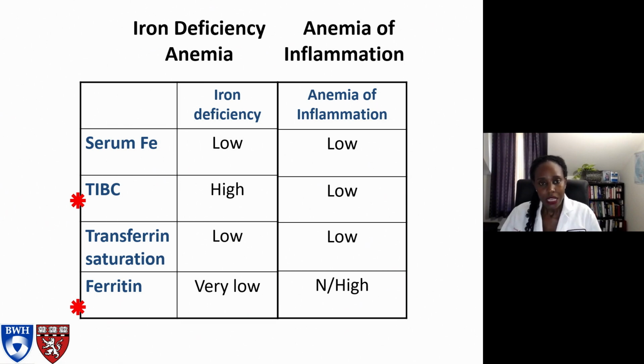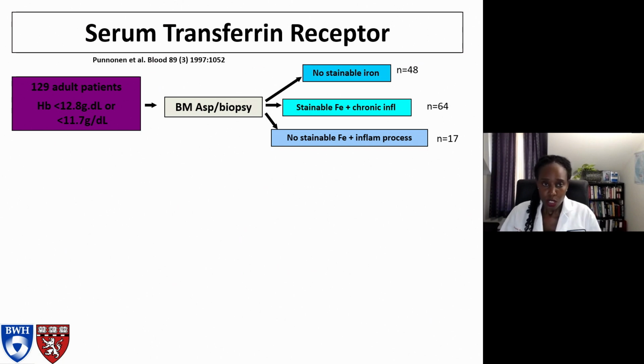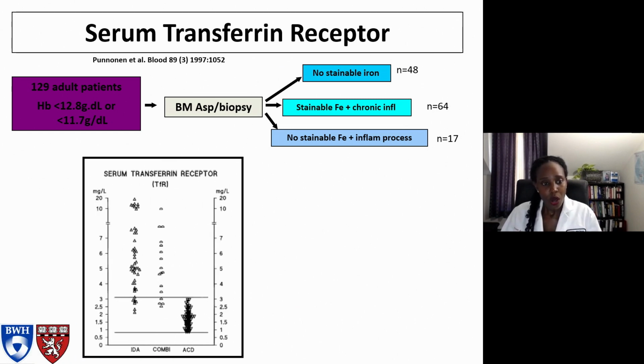Now, this is easy if you have isolated cases of iron deficiency or anemia of inflammation, but often we find ourselves with combined states. Now, this is what led to the development of serum transferrin receptor. In a 1997 paper, 130 adults who were all anemic were subjected to bone marrow aspirate biopsies. A portion of these patients had chronic inflammatory processes that were known.